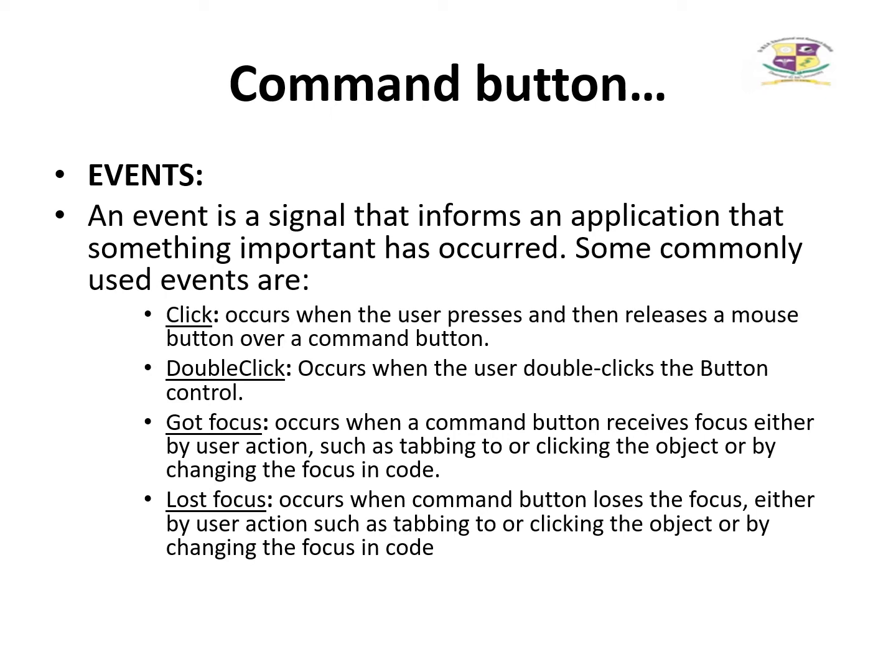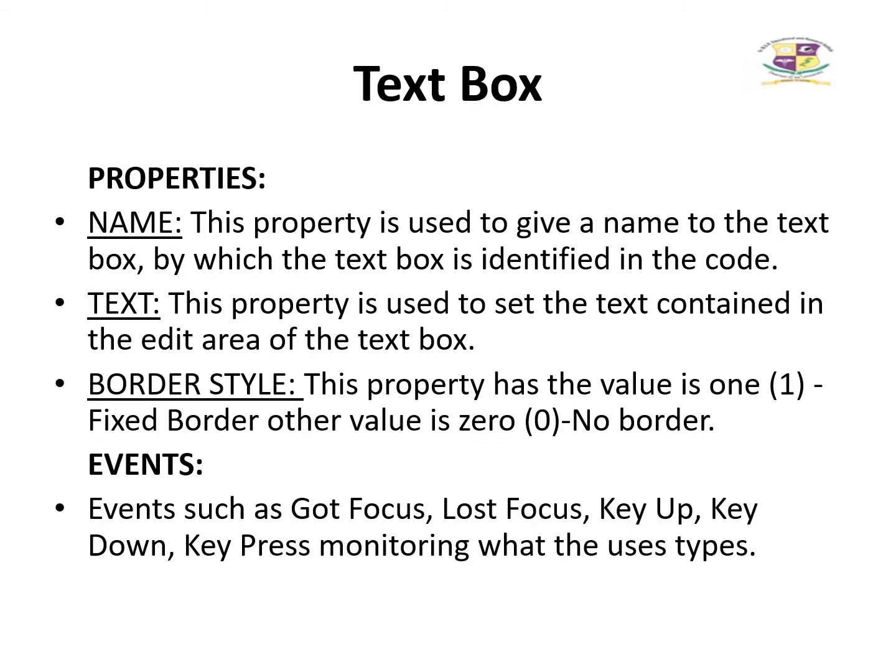Got focus occurs when the object receives the focus, either by user action such as tabbing or clicking the object, or by changing the focus in code. The next is lost focus, when the command button loses the focus either by user action such as tabbing or clicking the object, or by changing the focus in the code.